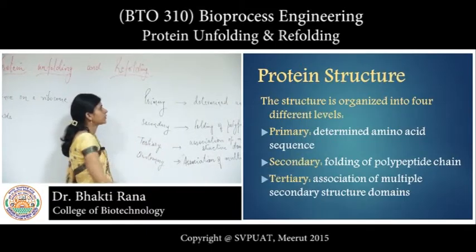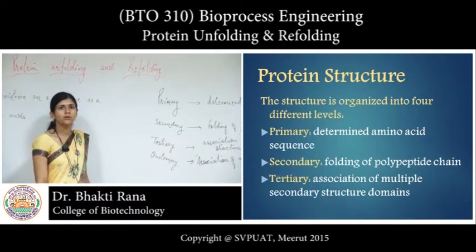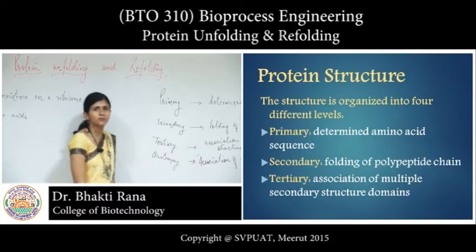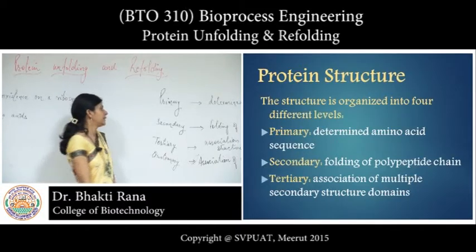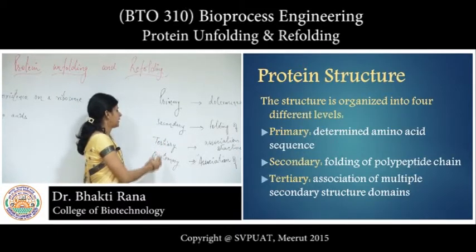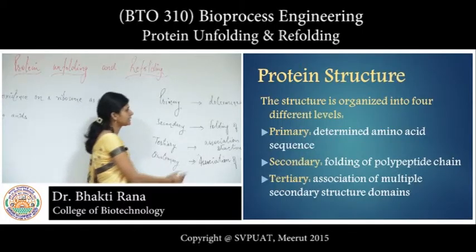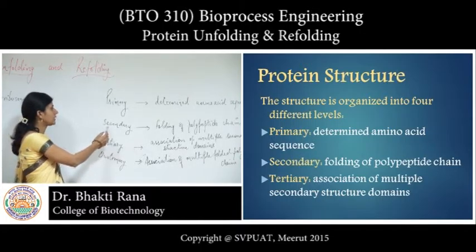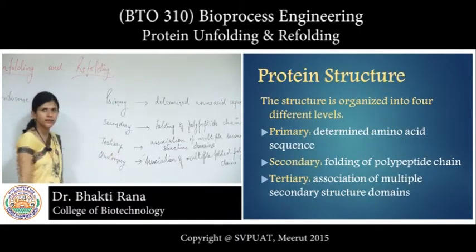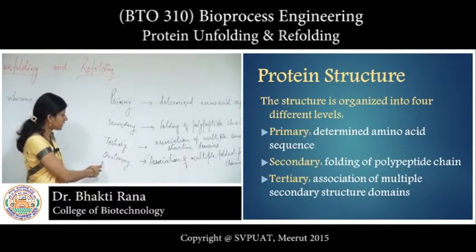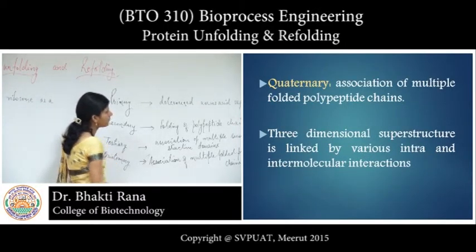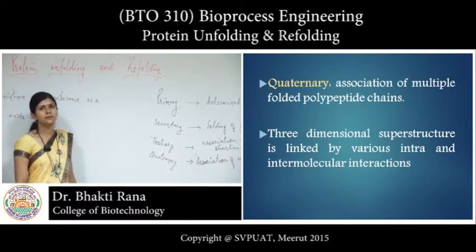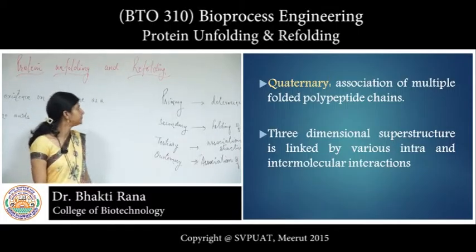What is the primary structure of a protein? It is just a determined amino acid sequence. When it forms a polypeptide chain and gets folded, it forms the secondary structure. Then you have tertiary structure, that is association of multiple secondary structure domains. Then we have quaternary structure, that is association of multiple folded polypeptide chains, and they further form the three-dimensional structure of proteins.